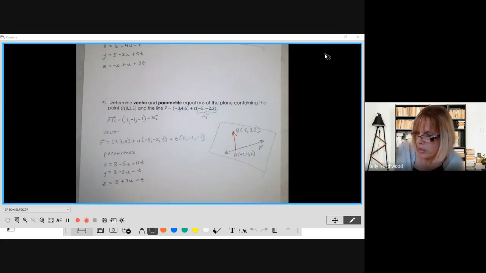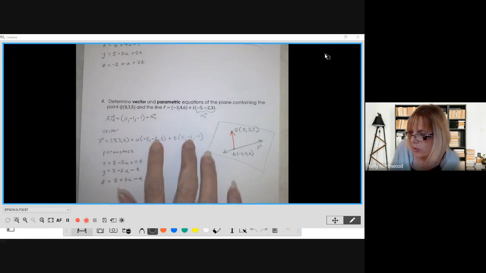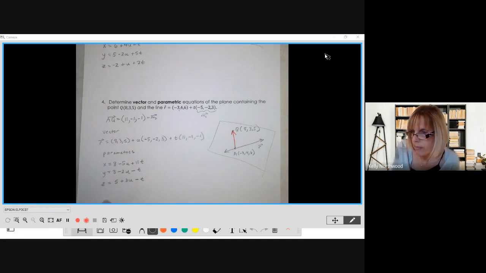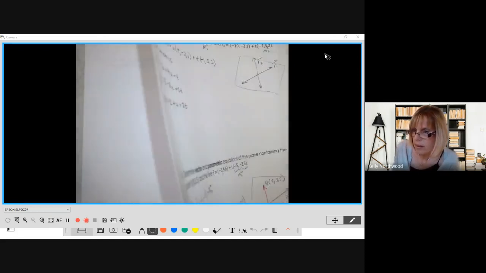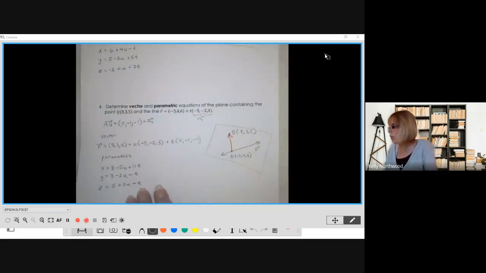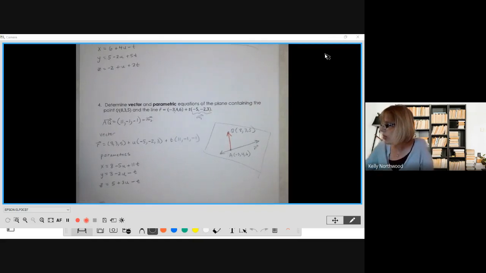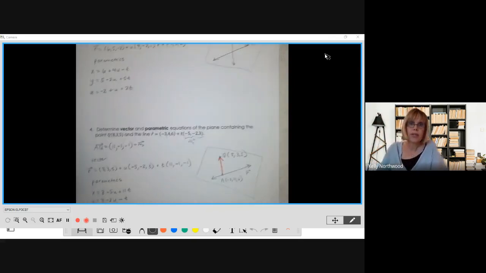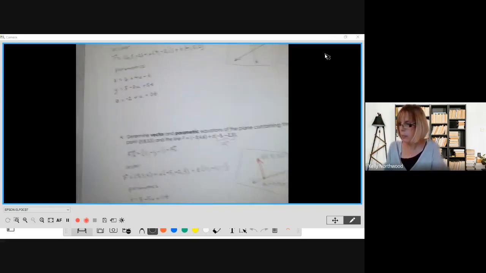So you always have to get two directions and a point in order to make your vector equation. You have to make sure your two directions are not scalar multiples of each other. All right, so we've gone through a bunch of different pieces of information they could give you. So we did 3 points, 2 parallel lines, 2 intersecting lines, and a point and a line.